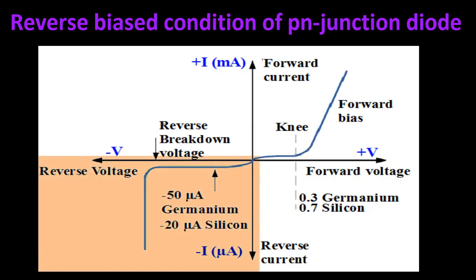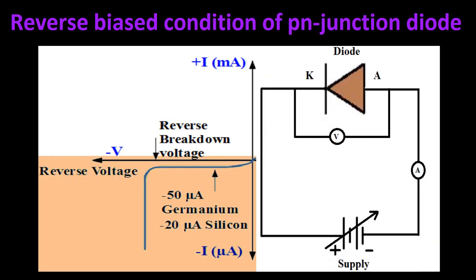Secondly, let us understand about reverse bias condition of PN junction diode along with its VI characteristics, that is voltage ampere characteristics. In this figure, the anode, that is positive terminal of diode, is connected to the negative terminal of power supply, and cathode, that is negative terminal of diode, is connected to positive terminal of power supply.